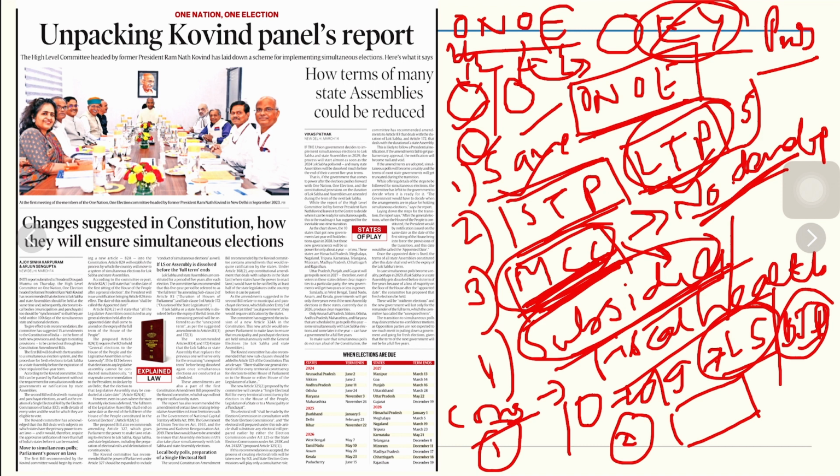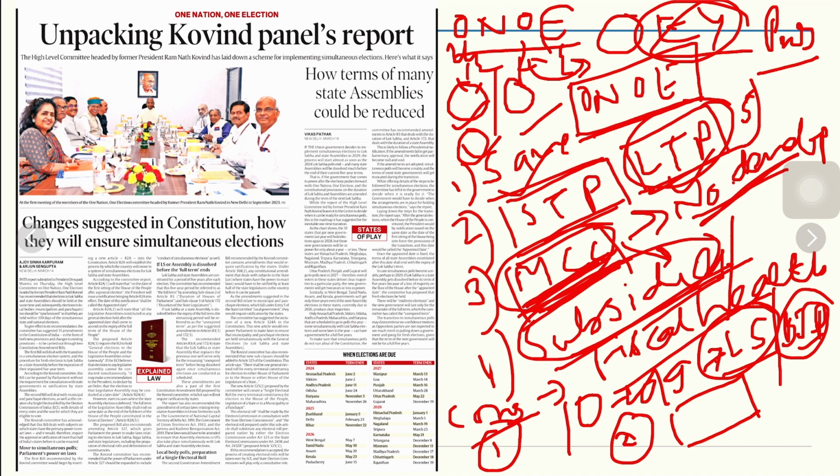Now you need to take care of how it can be implemented. It will require constitutional changes, because it is a gigantic exercise that is to be completed. So the Kovind panel was given this charge: former President Ramnath Kovind was given the chairmanship of this commission, and it has given its report to President Draupadi Murmu.